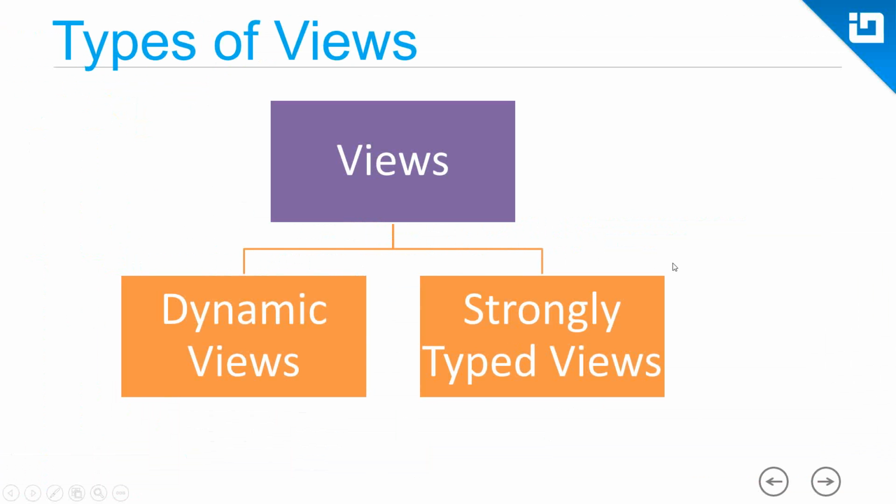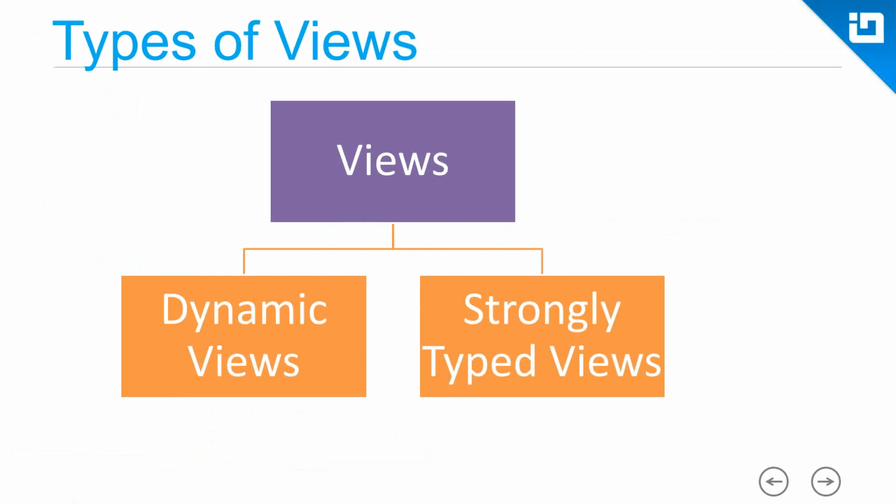Great. So we have done TempData. Now let us see what are the different types of views in ASP.NET MVC. In ASP.NET MVC, you have two types of views: dynamic views and strongly typed views.